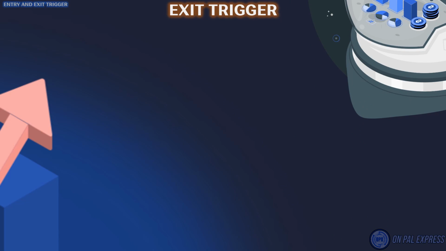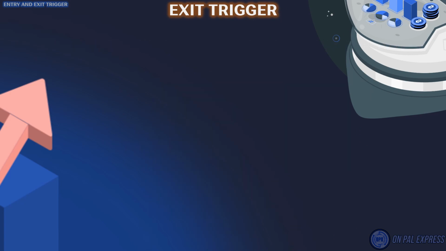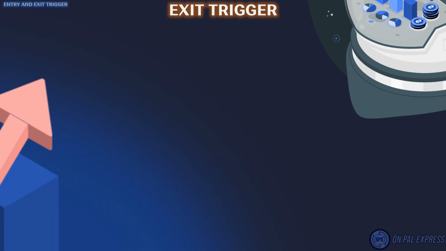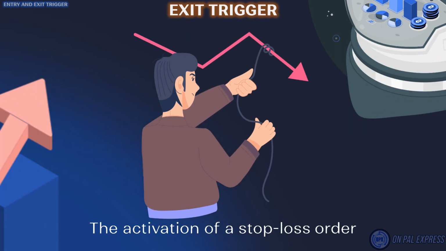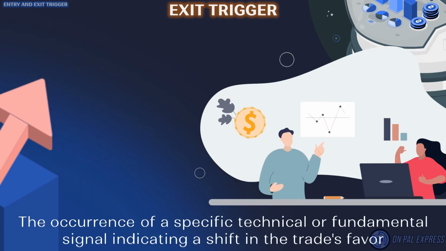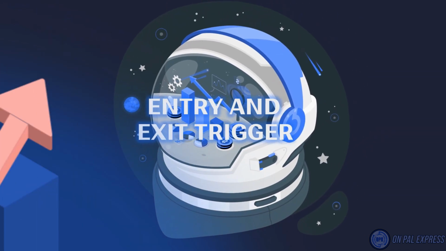The exit trigger or criteria are the conditions that signal a trader to close or exit an existing trade. This is crucial for managing risk and locking in profits. Exit criteria can include reaching a predetermined profit target, the activation of a stop-loss order, a change in market conditions, or the occurrence of a specific technical or fundamental signal indicating a shift in the trade's favor.